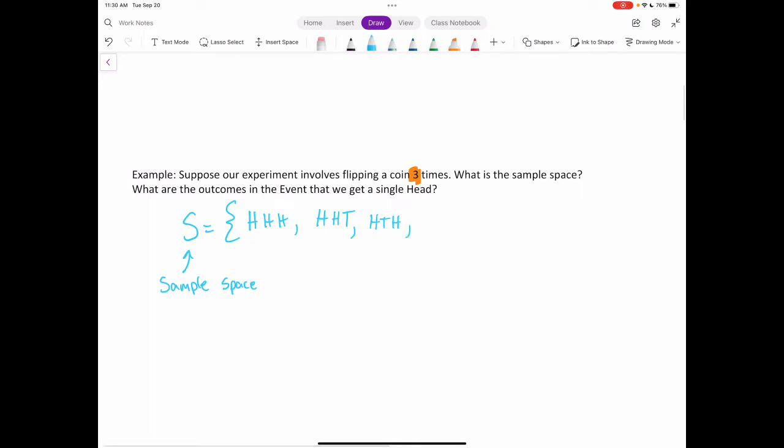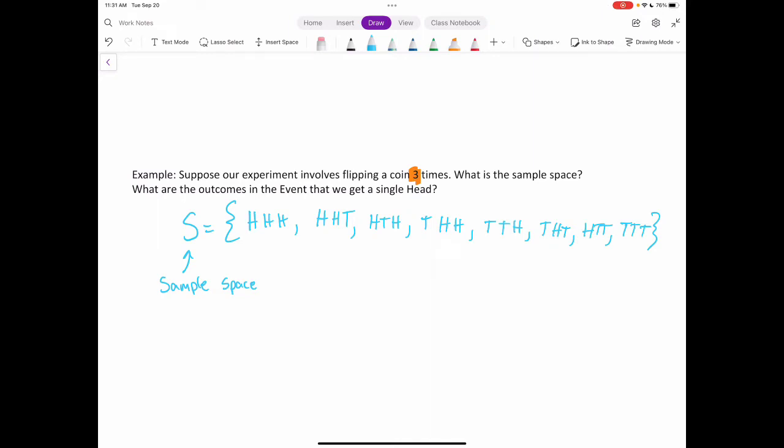Heads, tails, heads. We can have tails with 2 heads. We could have TTH. What else? A THT. And we could have a HTT. And then we could have all tails. Okay, let's see. 1, 2, 3, 4, 5, 6, 7, 8. Yes. So those are all the possible outcomes for our experiment of flipping a coin 3 times.